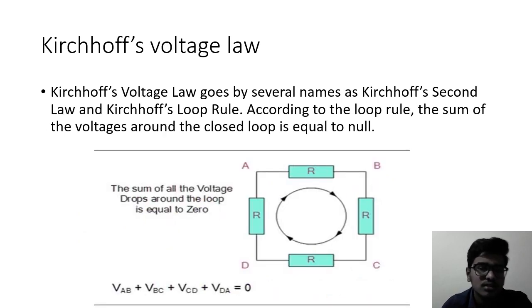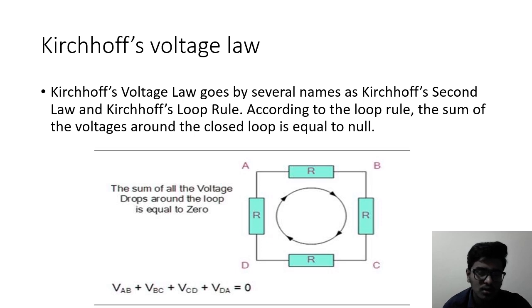And the other one is the Kirchhoff voltage law. The Kirchhoff voltage law goes by several names such as Kirchhoff's second law and the Kirchhoff loop rule. If you go to the definition of the voltage law, according to the loop rule, the sum of the voltage around the closed loop is equal to null. Null means here 0. The Kirchhoff voltage law says that the sum of the voltage around the closed loop is equal to 0. It should be equal to 0.